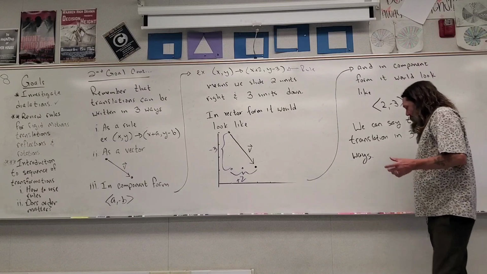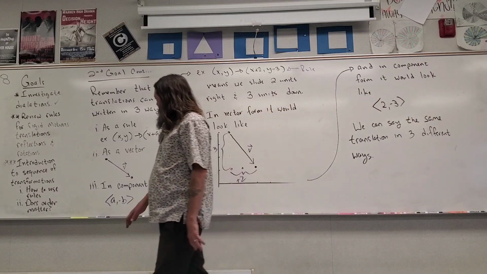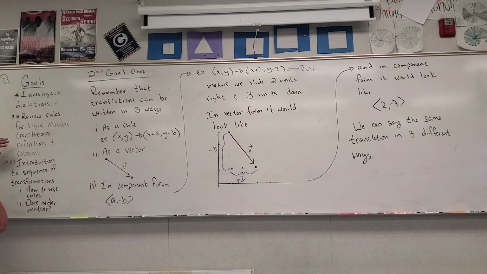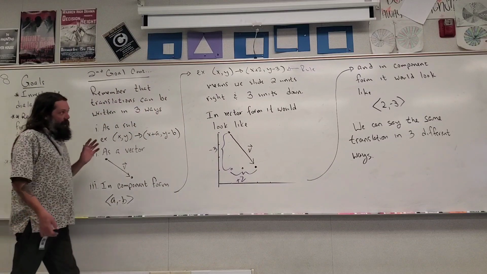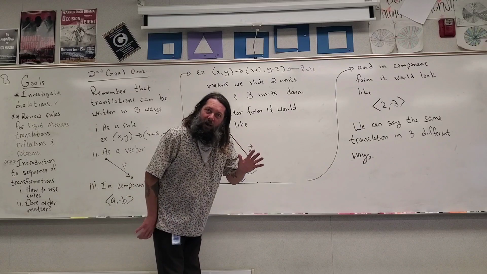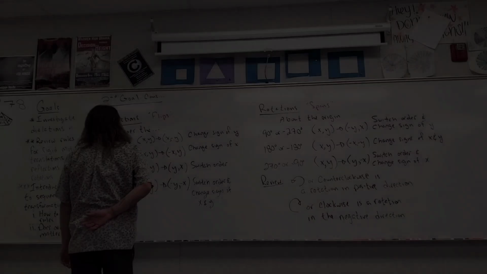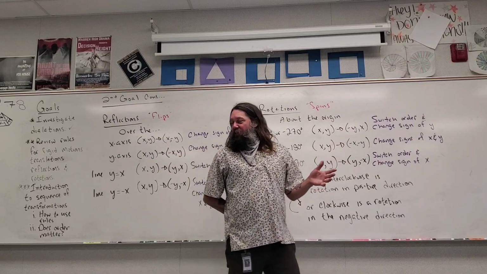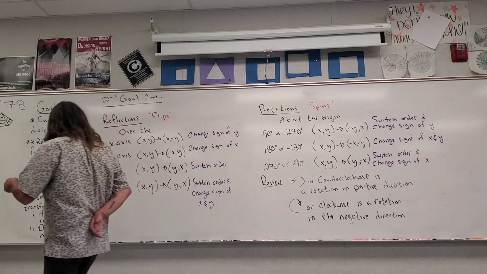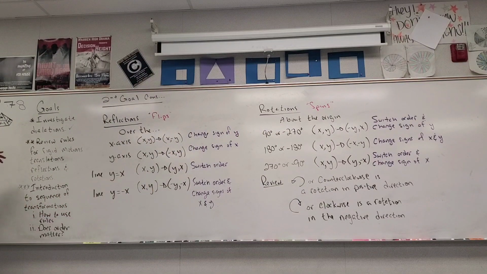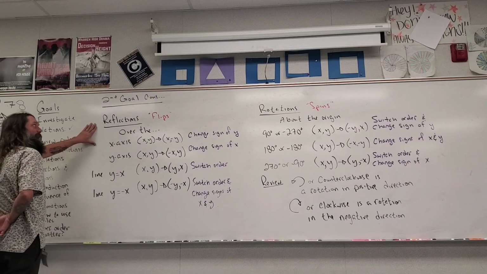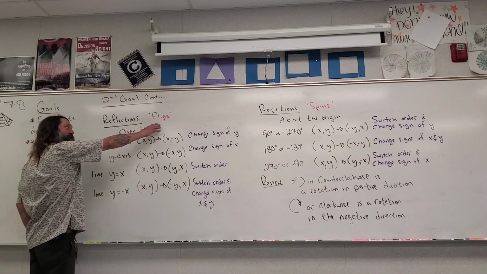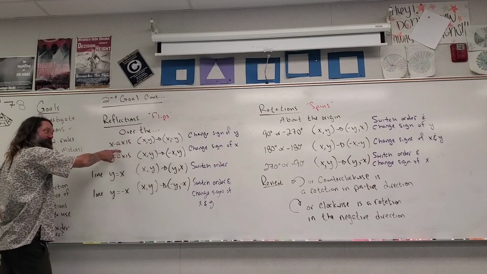So let me erase this and set up the last part of the second goal, talking about reflections and rotations. Let me clean this up and I'll be back. I'm back. We're going to continue with the second goal, which is reviewing the rules for rigid motions, which are translations, reflections, and rotations. Here I have our reflections, which are the flips, and it's over the x-axis.